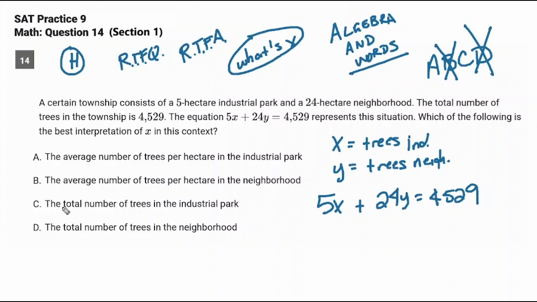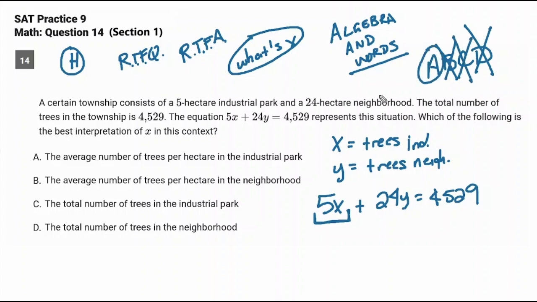The difference is that C is the total number of trees in the industrial park. Well, what's 5x? That's the total number of trees in the industrial park, right? x is trees in the industrial park. 5 is the number of acres, so 5x is the total number of trees in the industrial park, so that's gone. A is the correct answer.